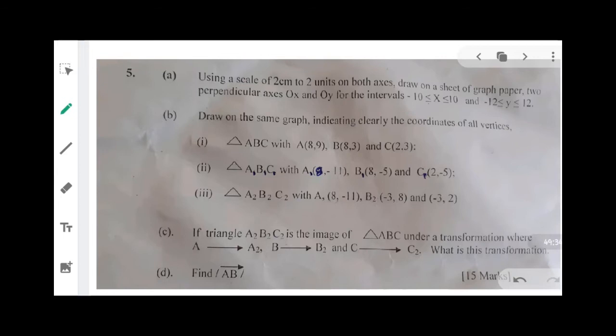And then we draw images of triangle A1, B1, C1 with points A1 (8, negative 11), B1 (8, negative 5), and C1 (2, negative 5). And then another image, triangle A2, B2, C2 with points. Here, point A is supposed to be negative 9, 8. So we are going to take note of that. Please change it, it's negative 9, 8. I think it's a typo. Negative 9, 8 for point A2. Change it. And then B2 is negative 3, 8, and then C2 is negative 3, 2.